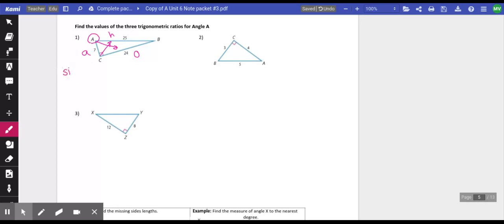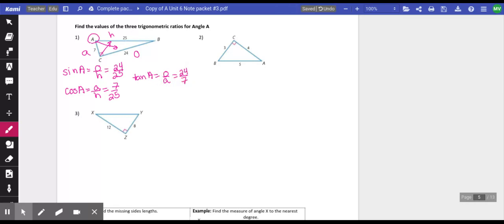So sine of A, and I always have to say what angle I'm doing because I could do B, is opposite over hypotenuse. So that's 24 over 25. Cosine of A is adjacent over hypotenuse. So that's 7 over 25. And tangent of A is opposite over adjacent. So that's 24 over 7.